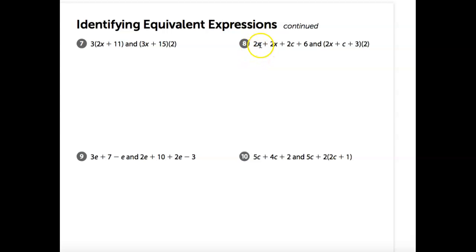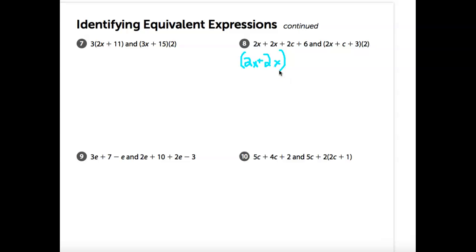Okay, so each of these is called a term. 2x is a term, 2x, 2c, 6. These are all terms, okay? So let's look at up here. It says 2x plus 2x. Well, we can combine those two terms by just putting them in parentheses. 2x plus 2x. All right, those are like terms.